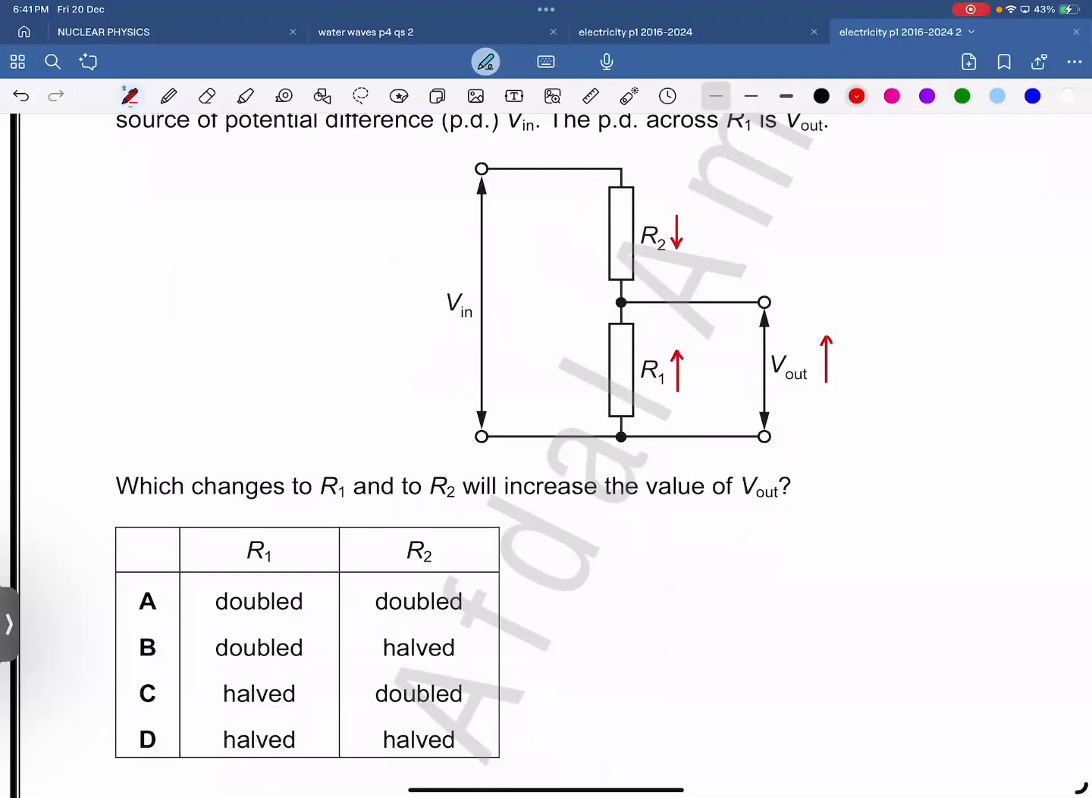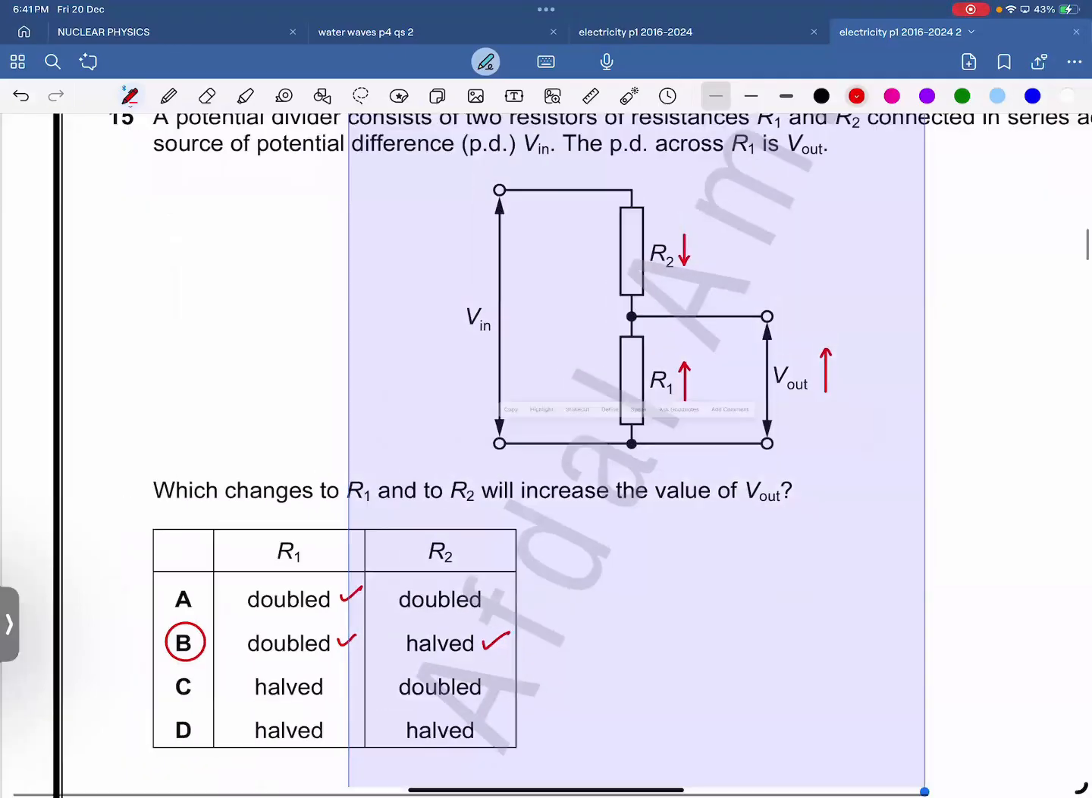Okay, R1 should be increased, R2 should be decreased. Also, my dear, in the answer key, the option was written a different one. It is B. It is B. You can fix it, my dear students. You got it? Did you understand, my dear students? It's easy.